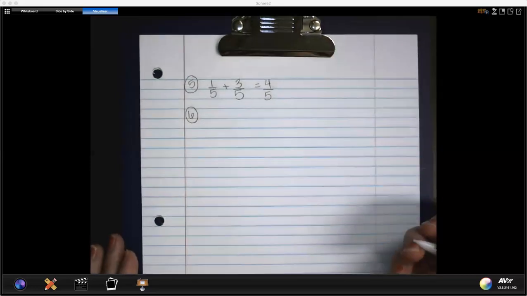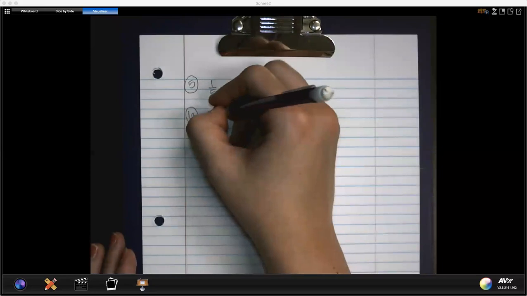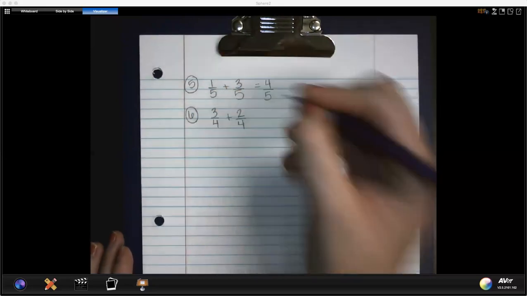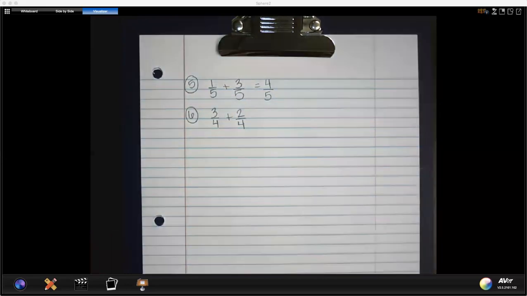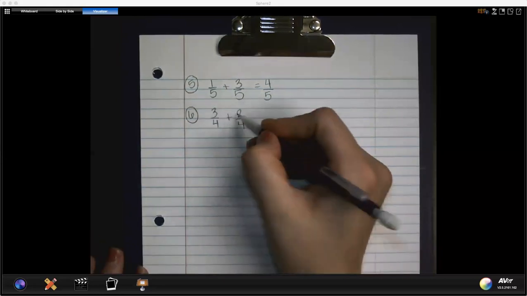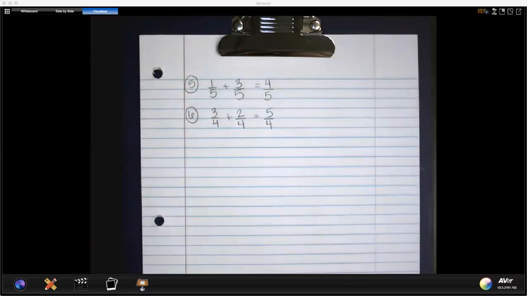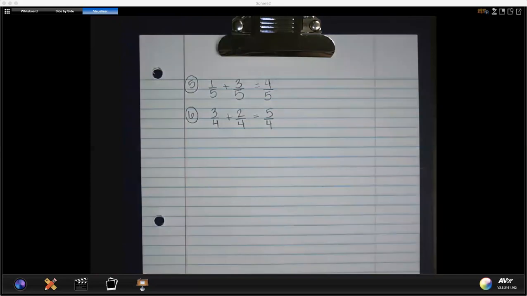Okay, how about number 6? 3/4 plus 2/4. Because we have a common denominator, we can add the tops. So we get 3 plus 2, 5/4. Should this be my final answer in the form of a fraction? Yes, it's a trick question. This is the final answer.